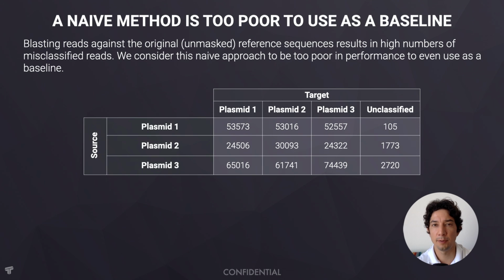When you have reads from multiple plasmids, the most naive way to demultiplex them would be to take each read and blast it against each of the plasmid reference sequences that are unmasked, with the original reference sequence. That's the most naive thing to do, and we did that just as a check to see what those results look like. In this table, you see that it's really difficult to get reads that match uniquely to a plasmid reference sequence. For plasmid 1, for example, most reads actually match to all three plasmid reference sequences by BLAST. And of course, you have a small number of unclassified reads. But this method is so naive and too poor in performance that we didn't even use it as a baseline.